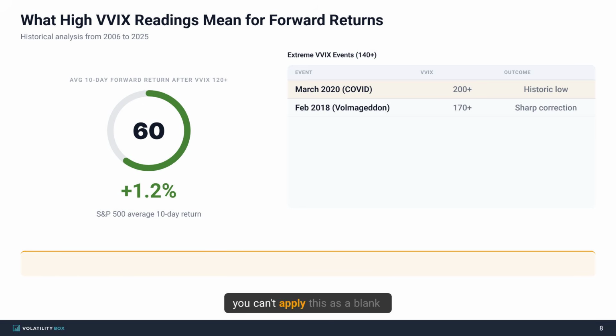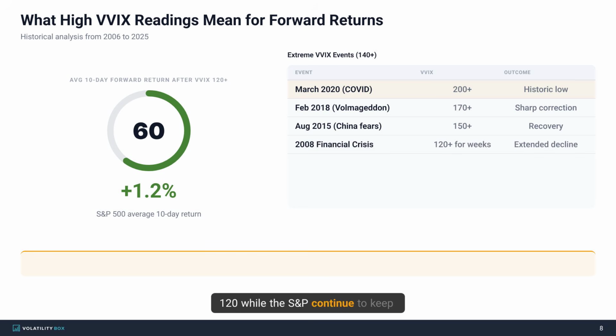Now, you can't apply this as a blank slate to every single time the VVIX is above 120. There have been several moments in history where we've broken this rule. Look at the 2008 financial crisis, a great example where the VVIX spent weeks above 120 while the S&P continued to keep falling. So not a good signal at that time. The signal works best when you combine it with evidence that the VIX has already spiked and is starting to fade. It's beginning to flatten, and you can use the options here as a clue.